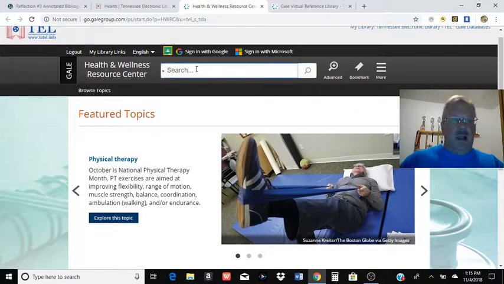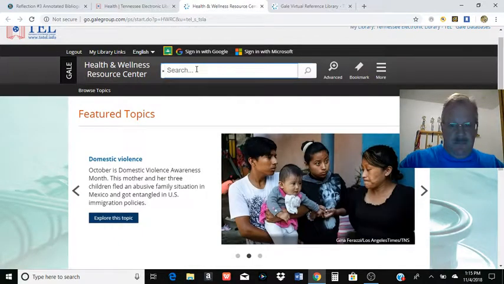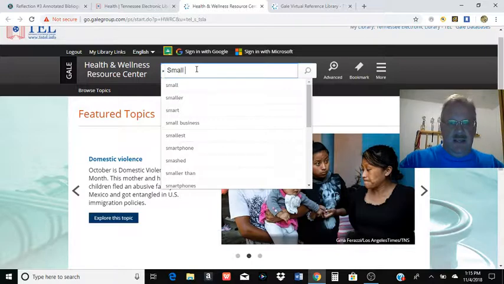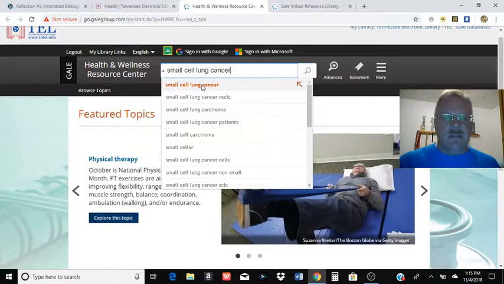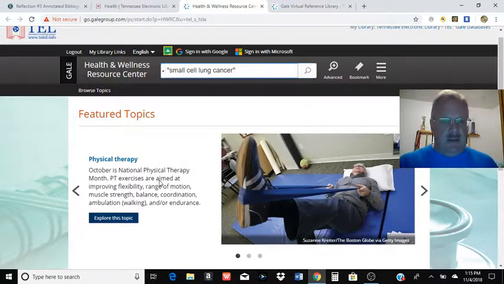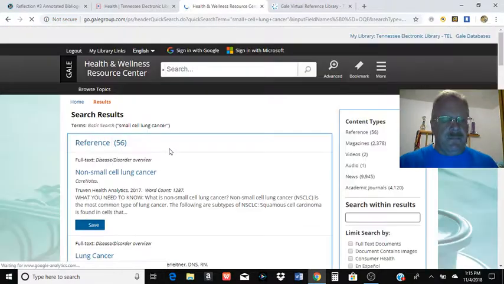Here we go. The Health and Wellness Resource Center. Let's try, and you want to try and get as specific as you can. With the disease, you have to spell it right for a good search. We'll try small cell lung cancer. I'm not sure why that popped in my head, but go ahead and do the search.